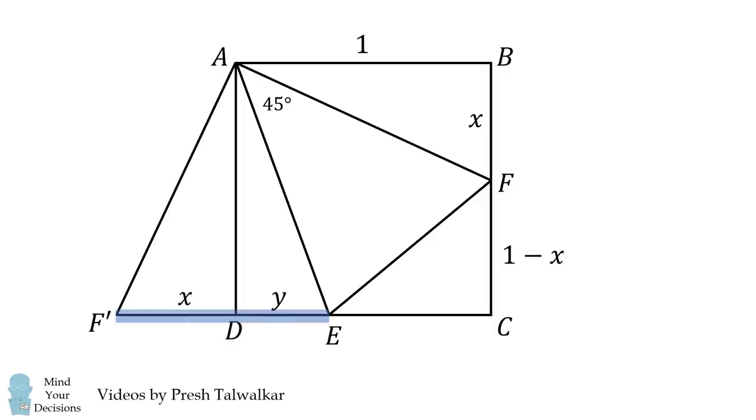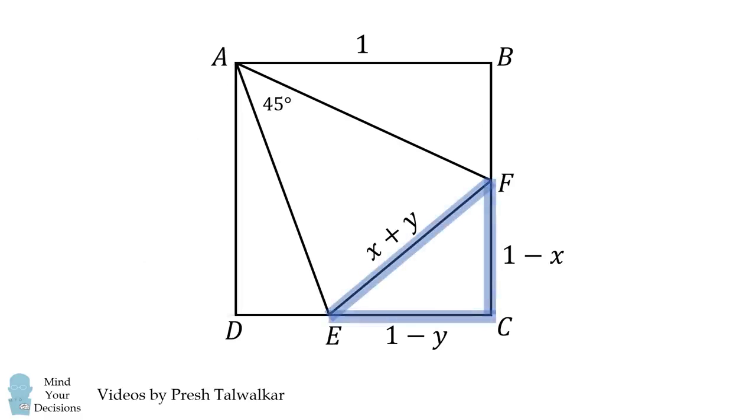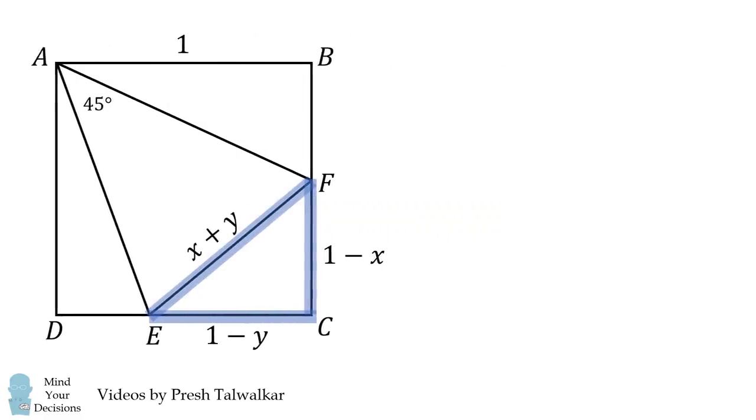We must have that F'E, which has a length of x plus y, will have the same length as EF. Therefore, EF has a length equal to x plus y. Finally, EC will have a length equal to 1 minus y because the entire side DC has a length equal to 1. Now let's consider the perimeter of triangle ECF.